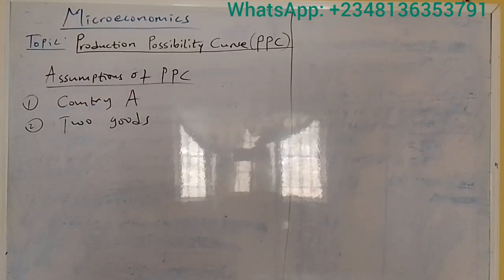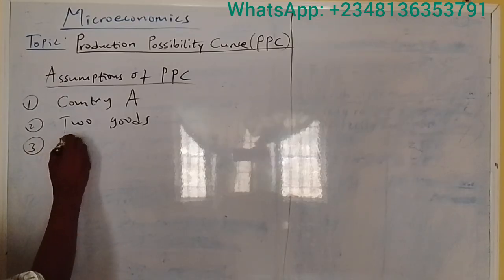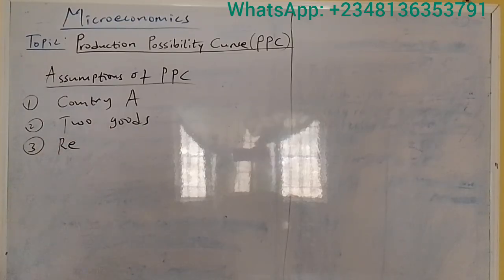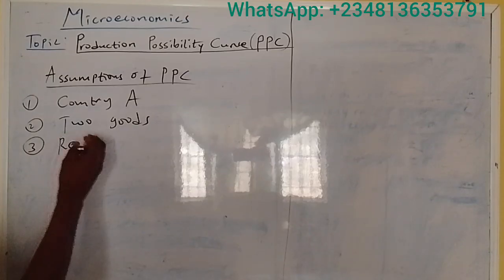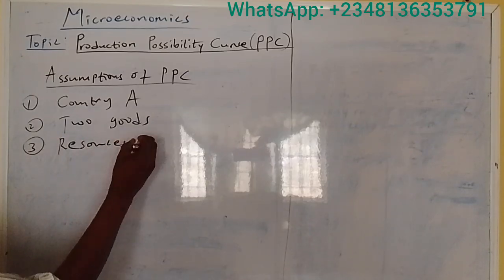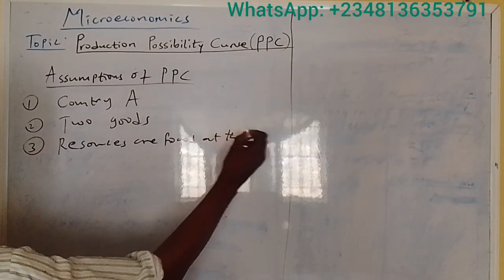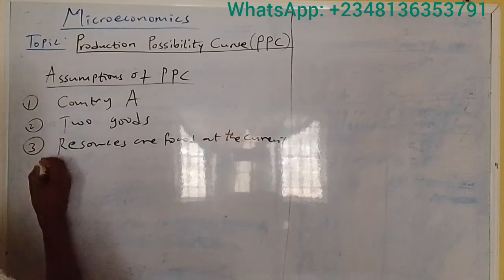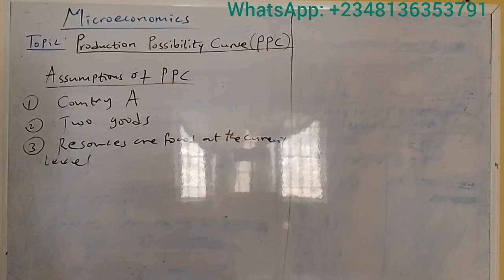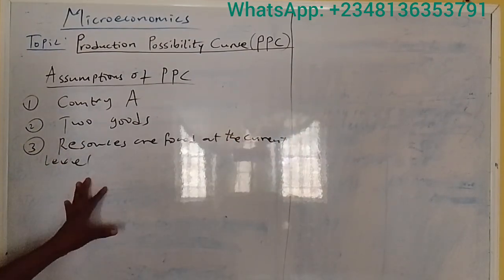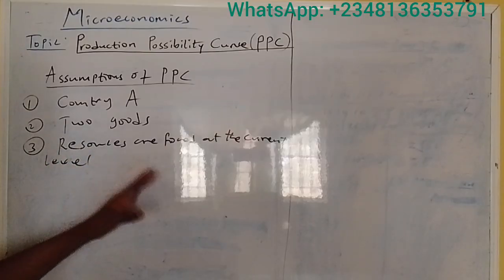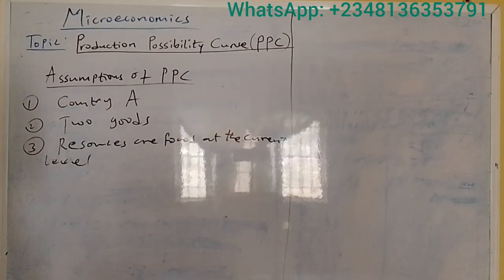Apart from these two assumptions, we also have another assumption: that resources available in this country A are fixed at the current level. By resources being fixed at the current level, I mean that the resources of this country do not increase or decrease, at least for a particular period.